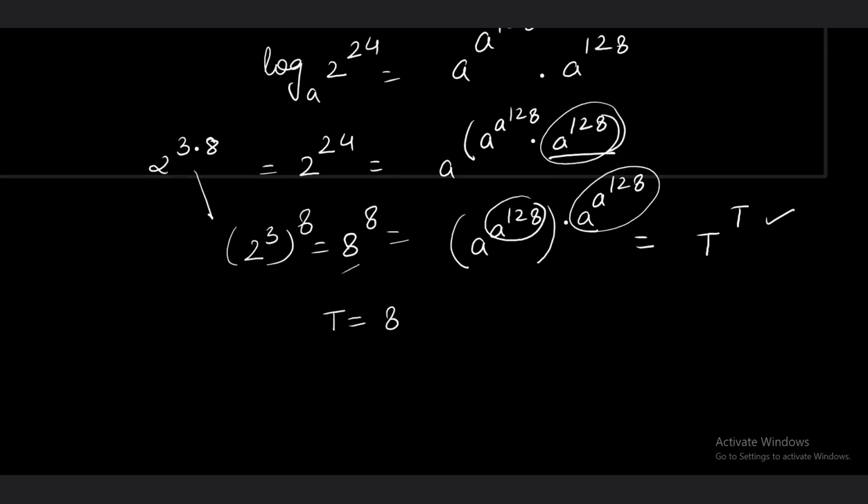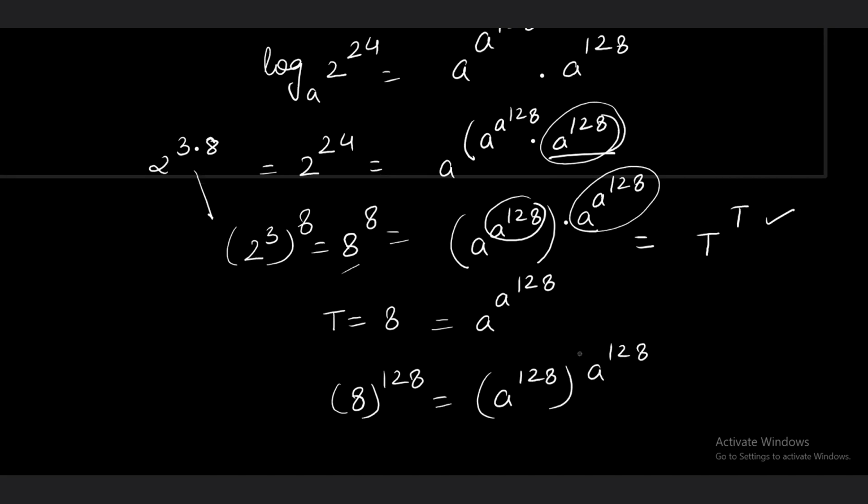If t is equal to 8, then what is t? t is actually a power 128. ठीक है, हमें क्या वैल्यू मिल रही है? a power 128 is equal to 8. What I'm going to do is I just want to use the similar kind of calculation part once again. So I raise the index 128 on both the sides.